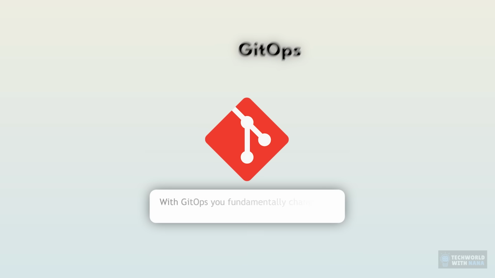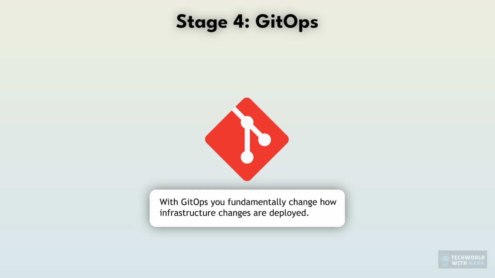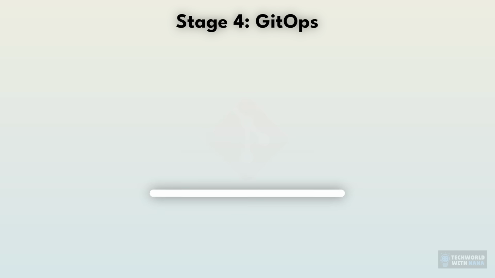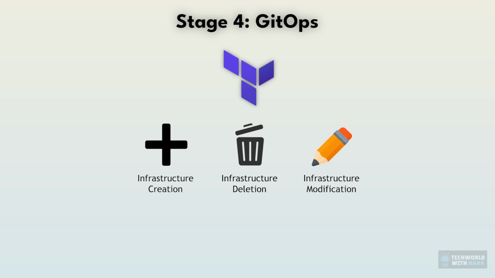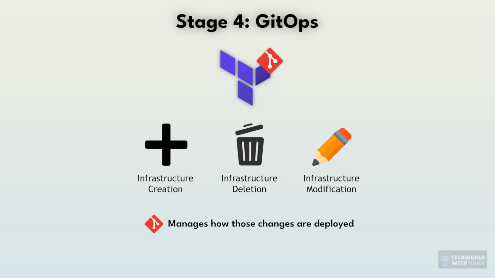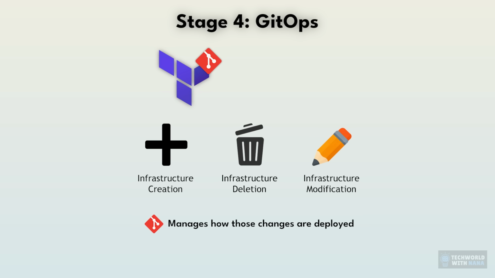So with GitOps, you fundamentally change how infrastructure changes are deployed. So Terraform solves the problems of how infrastructure creation, deletion, and modification is automated. On top of that, now we have this layer that actually manages how those changes are deployed and enforcing a team workflow where there's no configuration drift, nobody manually intervenes, and so on. And that's what GitOps does.